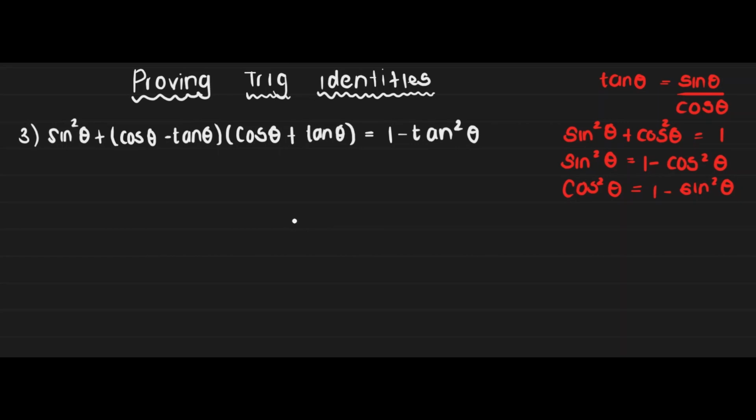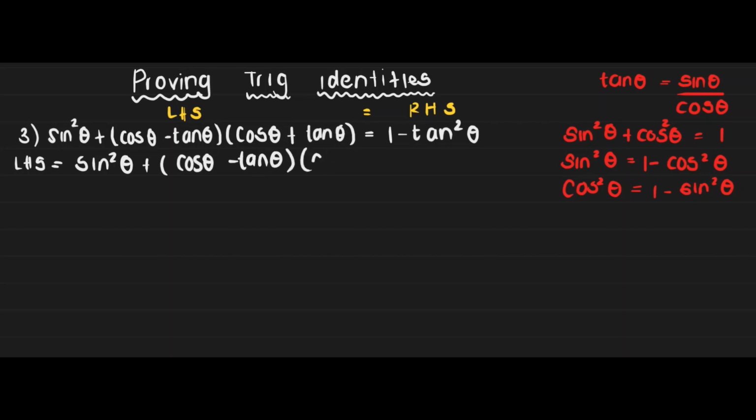We have sine squared theta plus open bracket cos theta minus tan theta, close bracket, open another bracket, cos theta plus tan theta, close bracket, is equal to 1 minus tan squared theta. So now we need to prove that the left hand side is equal to the right hand side, right? As I said, when we're proving, we need to take the most complicated side of the equation. So the most complicated side is this one, so we're going to take that one. We're going to say left hand side is equal to sine squared theta plus open bracket cos theta minus tan theta, close bracket, open bracket cos theta plus tan theta, close the bracket.